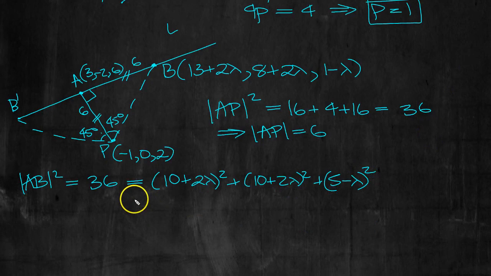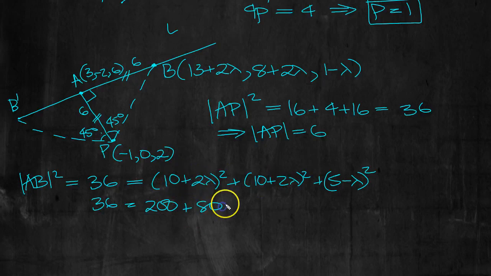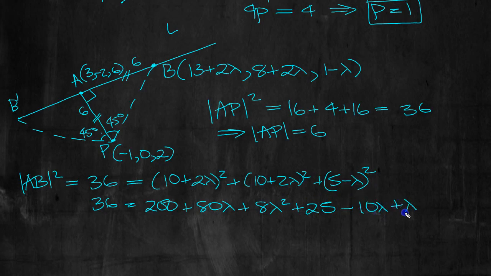So that's what we've got then. We've got 36 is equal to 100. Let's expand the brackets. Oh, we've got two of these, so I'm going to double the entries. Rather than write down 100, I'm going to write down 200. And then I've got 20 and 20, which is 40. Double that is 80 lambda. Then we've got 4 lambda squared, another 4 is 8 lambda squared, plus 25 minus 10 lambda plus lambda squared.